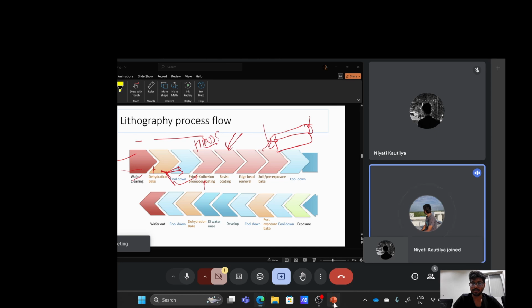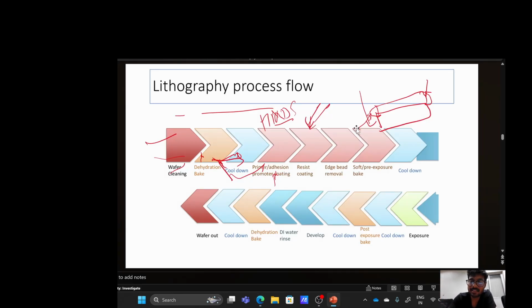Okay, so now after this edge bead removal, you need to do the soft baking to remove the solvents from your layer, so that you can do the next step. This solvent removal is necessary, otherwise there will be a problem during the exposure step. This step generally takes 1 minute of annealing, pre-exposure, at around 100 degrees.